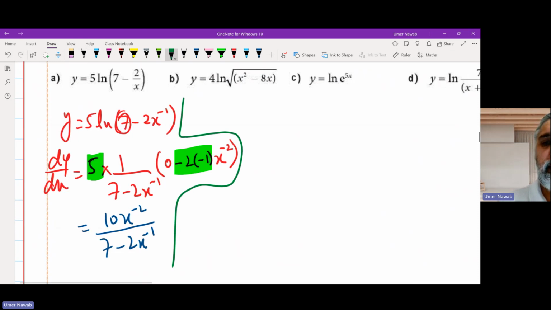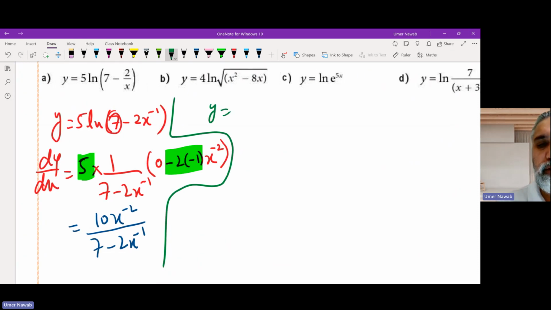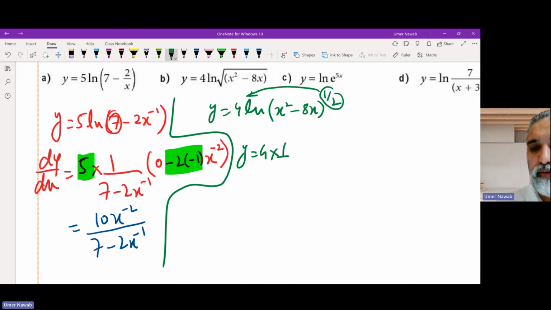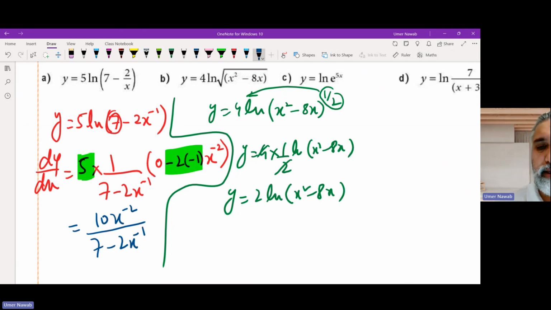Okay, now next question. y is equal to 4 ln of the square root. Can you write the square root as 1 over 2, the power on the argument? Yes, like that. Can you use the ln property before applying the derivative? So the half goes back. So 4 times 1 over 2 ln of x squared minus 8x. Now 2 cancels with 4, so y is equal to 2 ln of x squared minus 8x. Now I'm ready to apply the derivatives, guys.